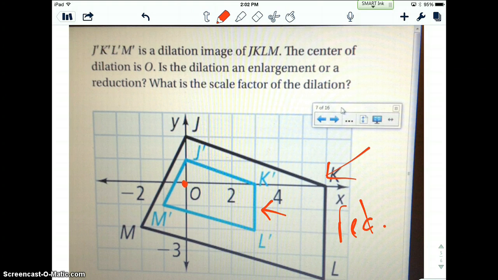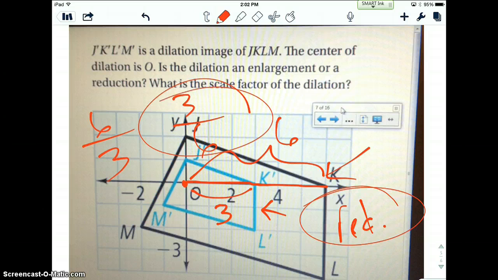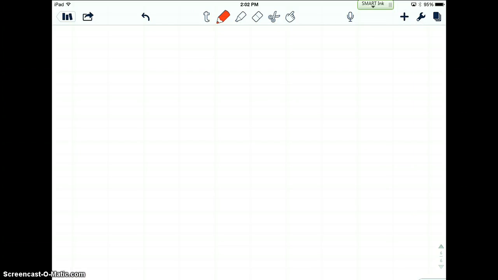So let's say I go from O to K, which has a distance of what? 6. And then it went down to a distance of 3. So I have my scale factor. Is it going to be 6 over 3 or 3 over 6? Well, we know it's a reduction, people, so it means it has to be between 0 and 1. So it's going to be 3 over 6, which could be reduced to 1/2. Cha-ching. And that's all there is to dilations.